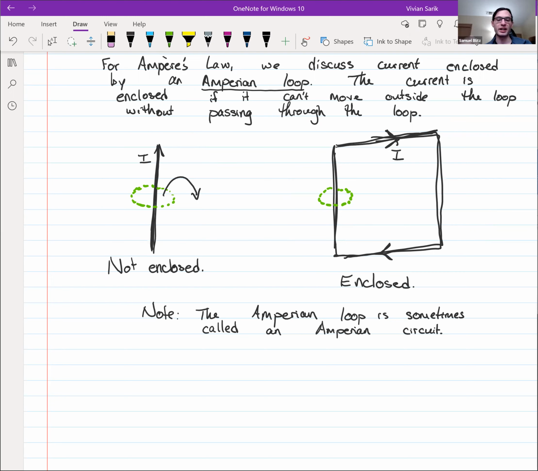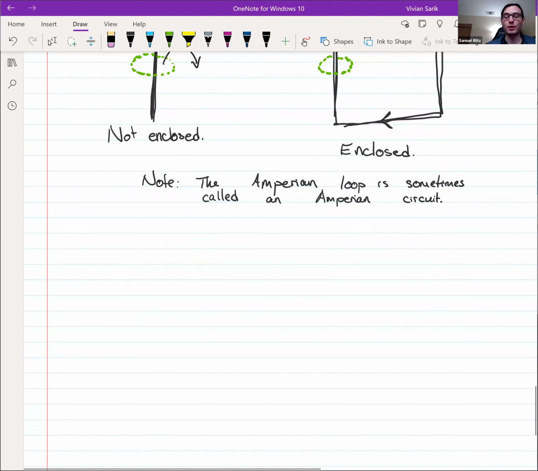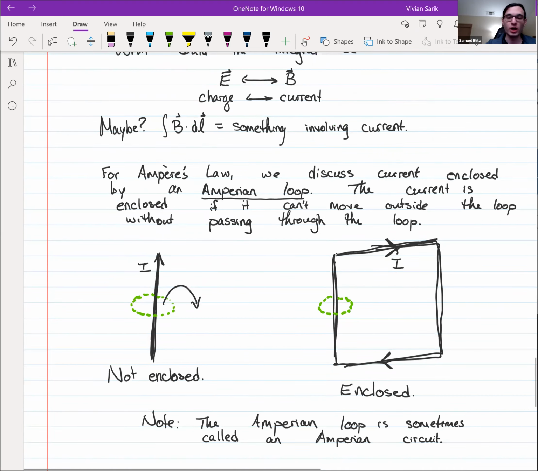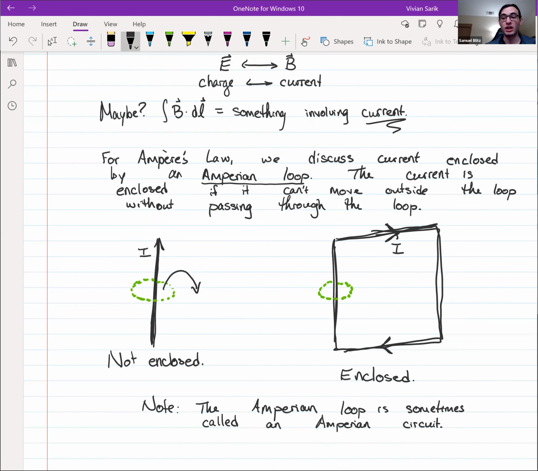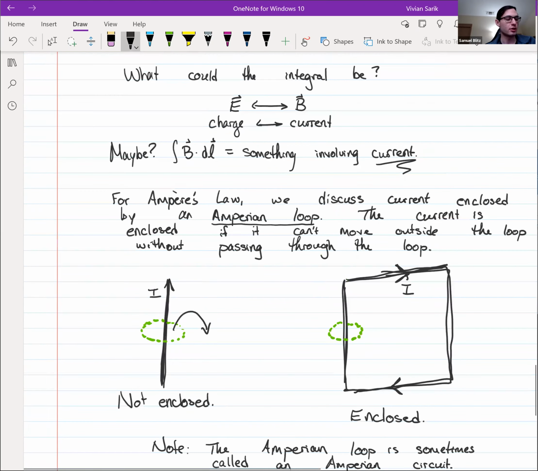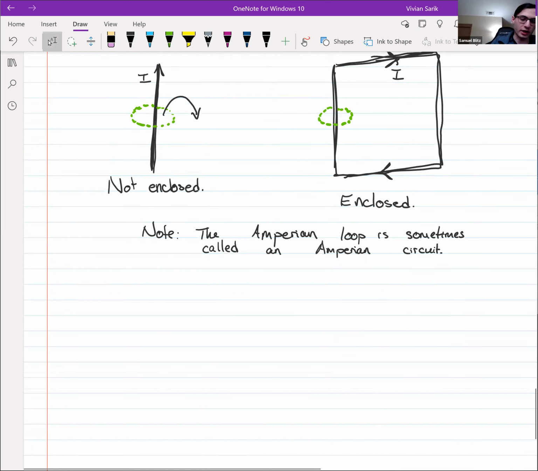Now, just as an aside, if this segment of current was infinitely long, there's no amount that you could lift it up to bring it out. So in that case, the infinitely long current segment would be enclosed. So now that we've established what it means for current to be enclosed, and we want the equality to involve the current and have this enclosed and not enclosed property that Gauss's law has, we can write down what Ampere's law is.